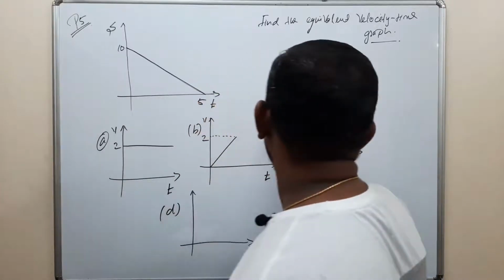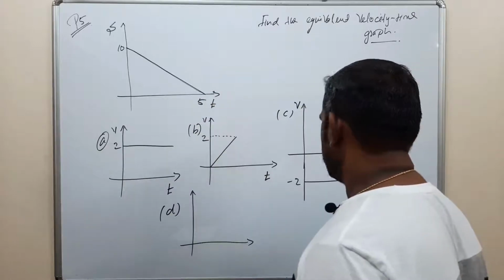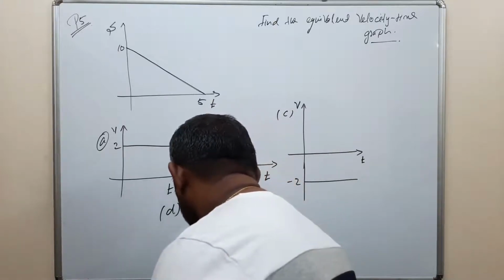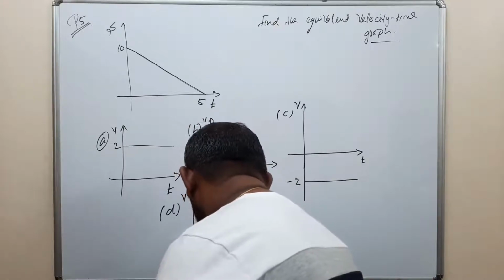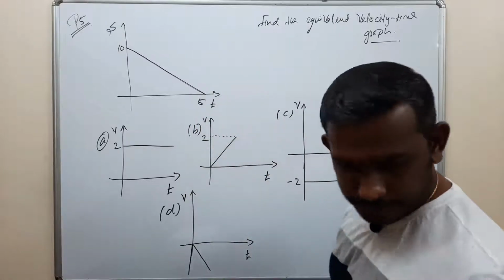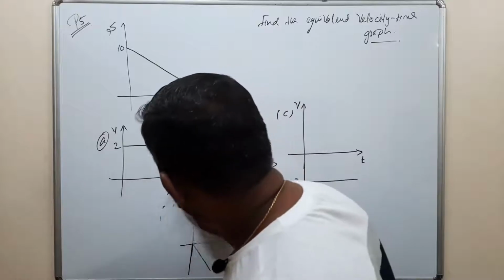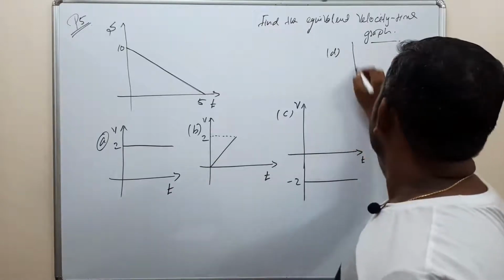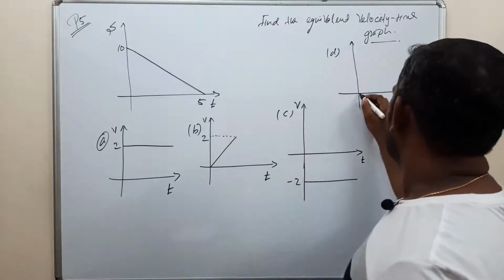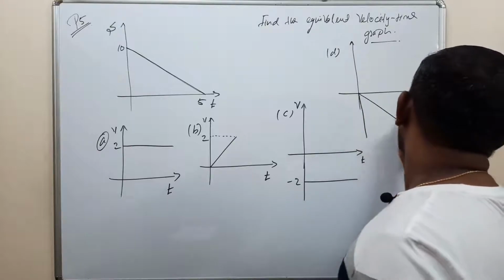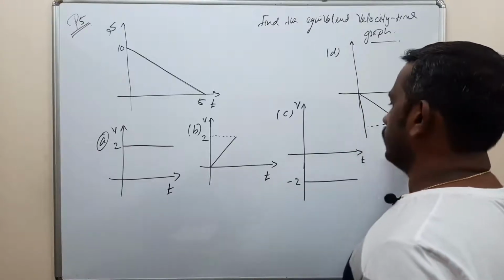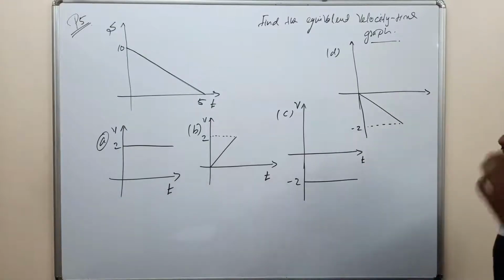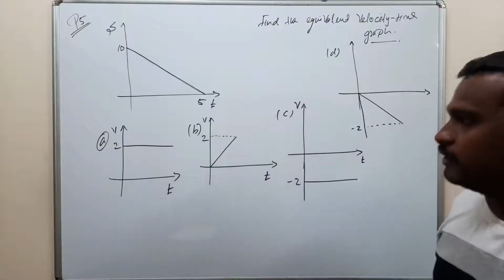Option D here, -2. So this is a displacement time graph. What is its equivalent velocity time graph?